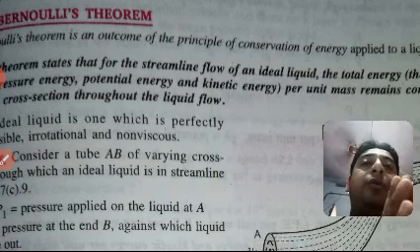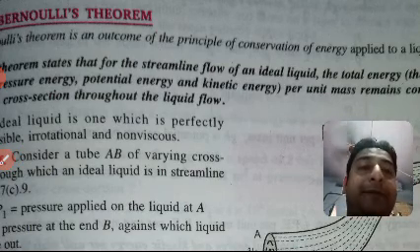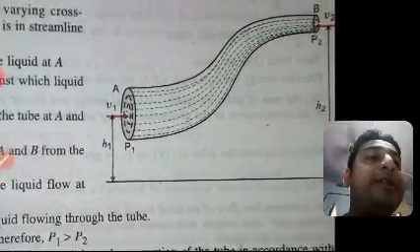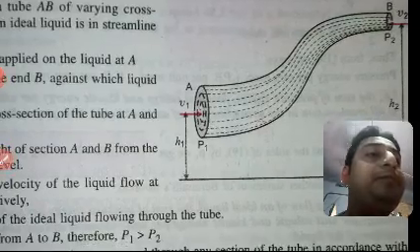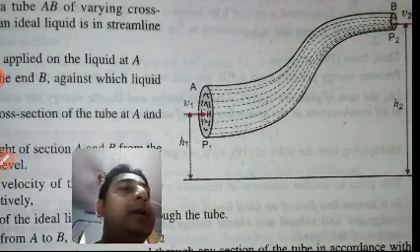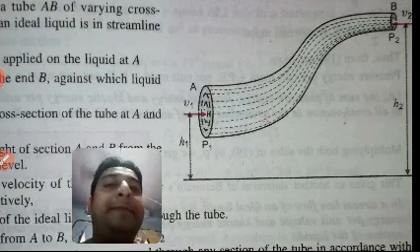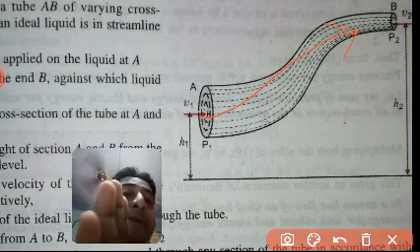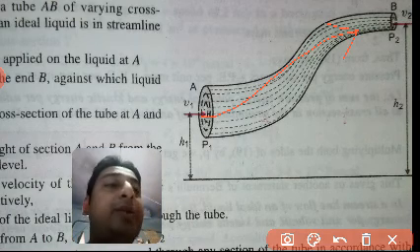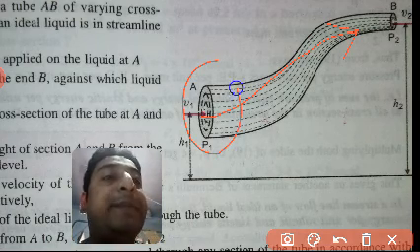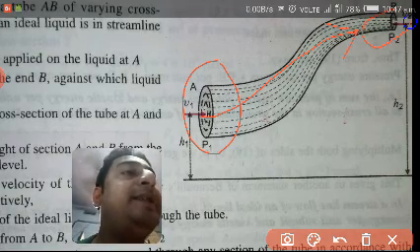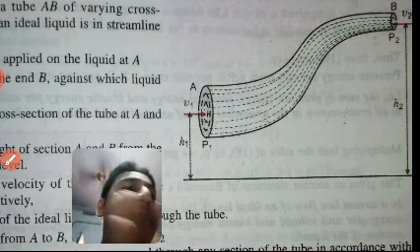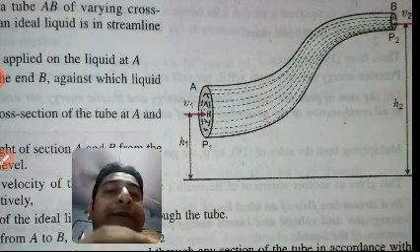Now move over to the mathematical part of it. Before that, see the diagram. This is the diagram of Bernoulli's theorem. This is a pipe, but the radius of the pipe is not uniform. See that this one is much bigger, but this one is very small. So the diameter of the two portions of the pipe is not uniform.